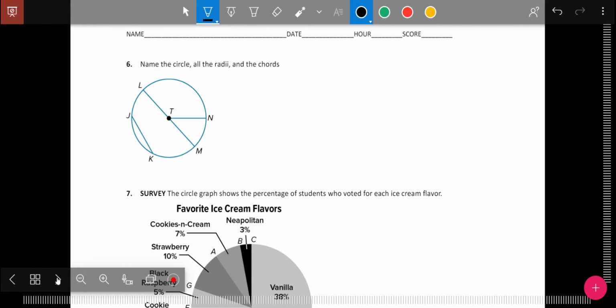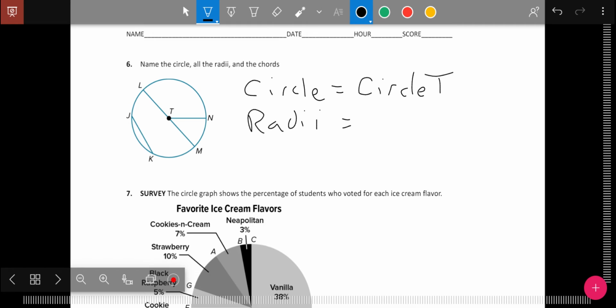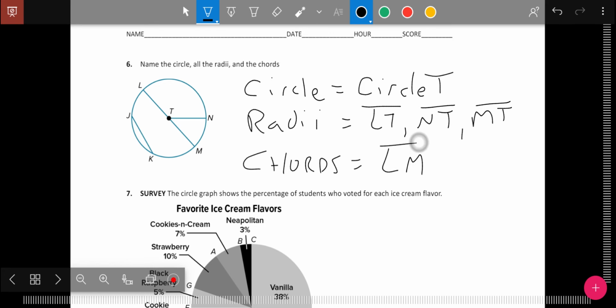All right, let's look at page 2. Page 2, the circle. You can either name using the little symbol for circle or using the word circle, and then the center. All right. Radii means each radius. And so since T is the center, segment LT, NT, and MT are all the radii, or the multiple radiuses. Right? And then chords start and stop on the circle. And so the first one is LM, but then there's also JK.